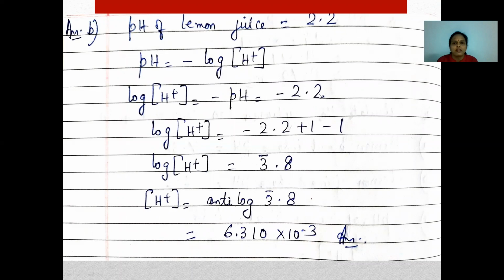So remember, the mantissa part is never negative. I need to make it positive. For that, I'll add plus 1 and minus 1 to the terms. And these two minus terms I'll add together. Minus 2 minus 1 becomes 3 bar.